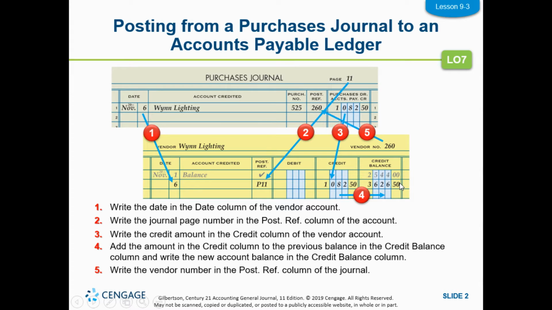Then we go back. Should have put this in earlier. We go back to our purchases journal post reference. We put the number of the vendor, 260. That's the number of the vendor. That is not the accounts payable general ledger number. And again, we could have used any numbering system to track our vendors. That's very important to understand.